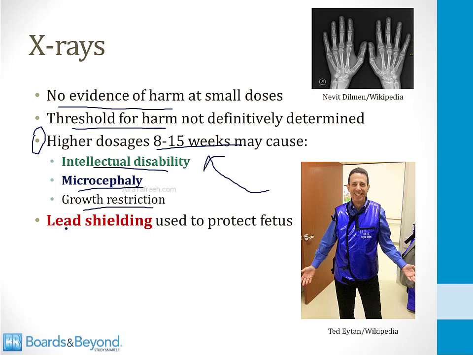And because of this, lead shielding is usually used to protect the fetus if the mother requires exposure to X-rays. So for example, if a mother has a respiratory infection and needs to have an X-ray of her chest, a lead shield, like what this man is wearing here, will be placed over her belly, and X-rays cannot penetrate lead shielding, and therefore the baby will not be in any danger.